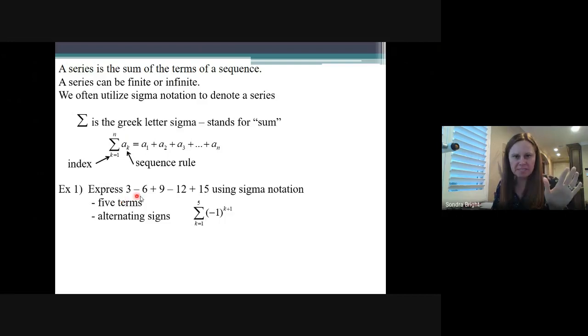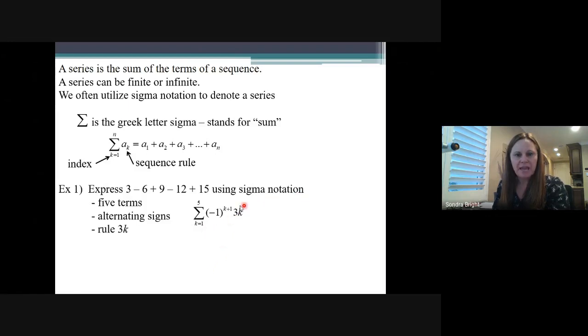All right, now let's ignore the signs and look at just the terms. 3, 6, 9, 12. Ooh. That looks like 3 times 1, and 3 times 2, and 3 times 3, and 3 times 4, and 3 times 5. So the pattern is 3 times k. That goes next. That sequence is now in sigma notation.